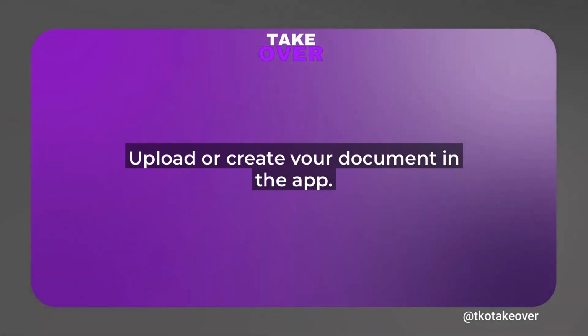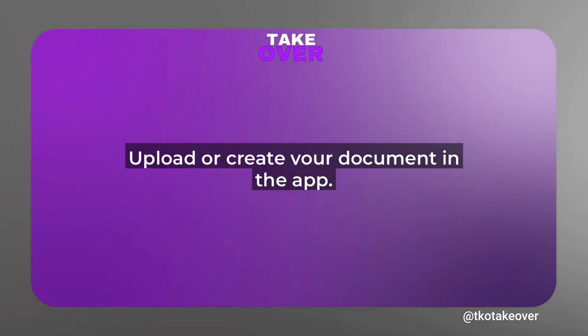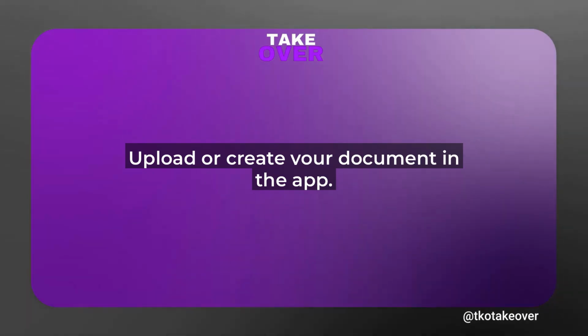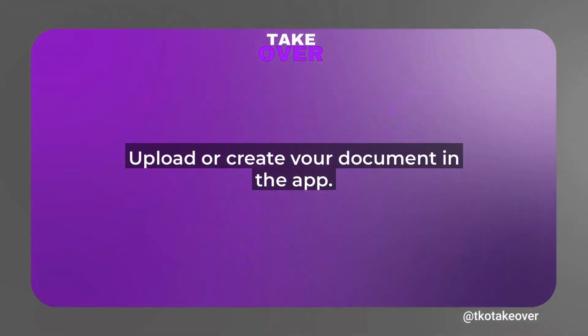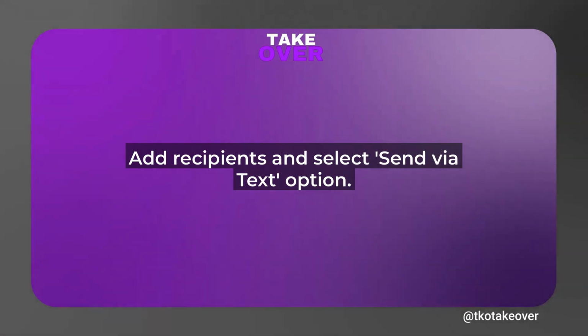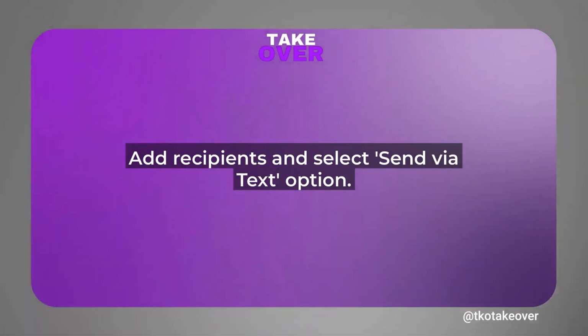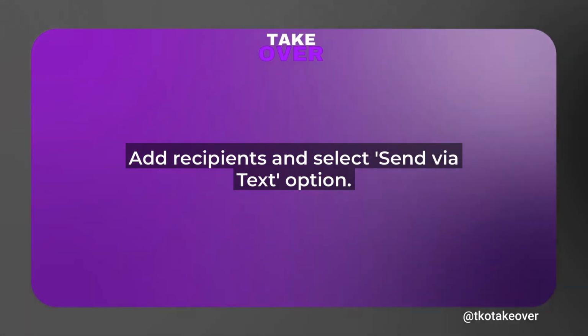Next, add your recipients. Tap on the Recipients section and enter their email or phone number. Here's the cool part for 2025. Select the Send via Text option, which uses SMS integration for instant delivery. Customize your message if you want. Add a quick note like, "Please sign and return," then hit Send.